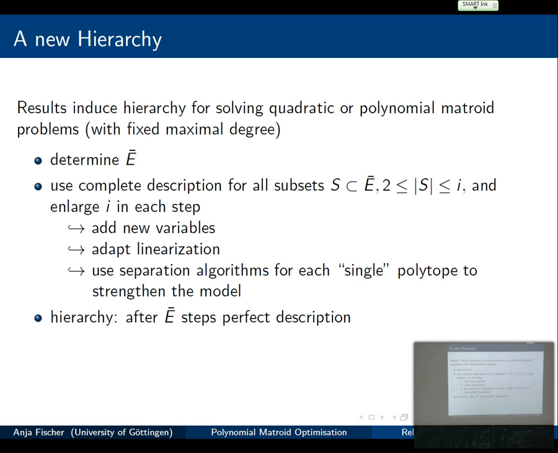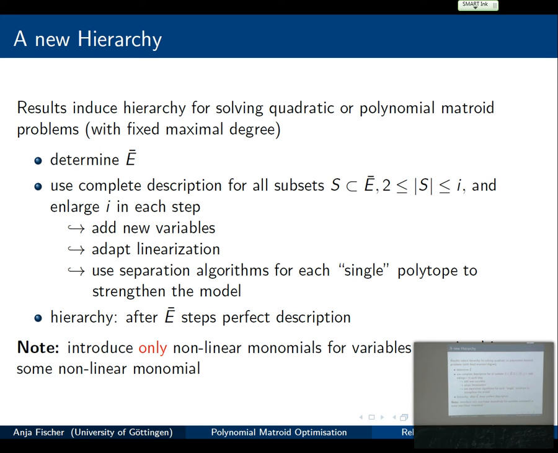So first we would have all quadratic monomials, add the linearization, solve our problem, and then check for each of the quadratic monomials if some of the inequalities are violated. We can determine these, and then in each step enlarge the size. So then all monomials of degree 3, 4, 5, and so on. Of course, this gives us a hierarchy, because after E bar steps we are done. No one would do this, but one could. Okay, so we have a hierarchy.